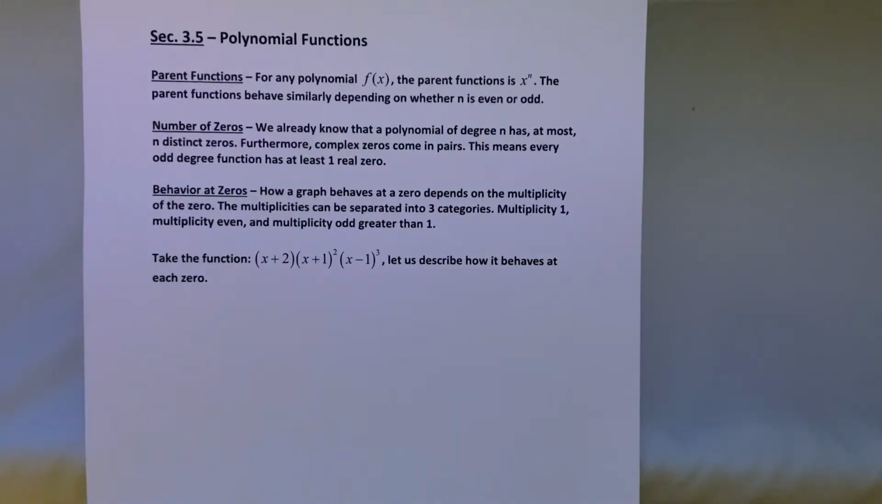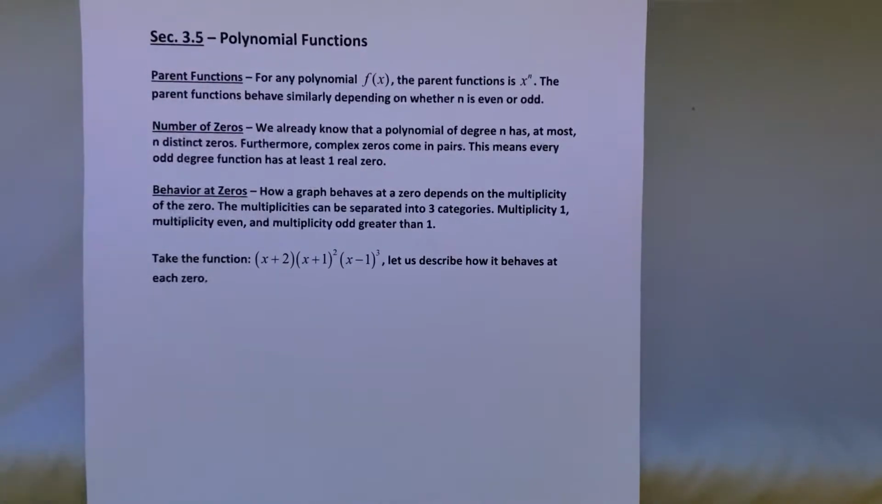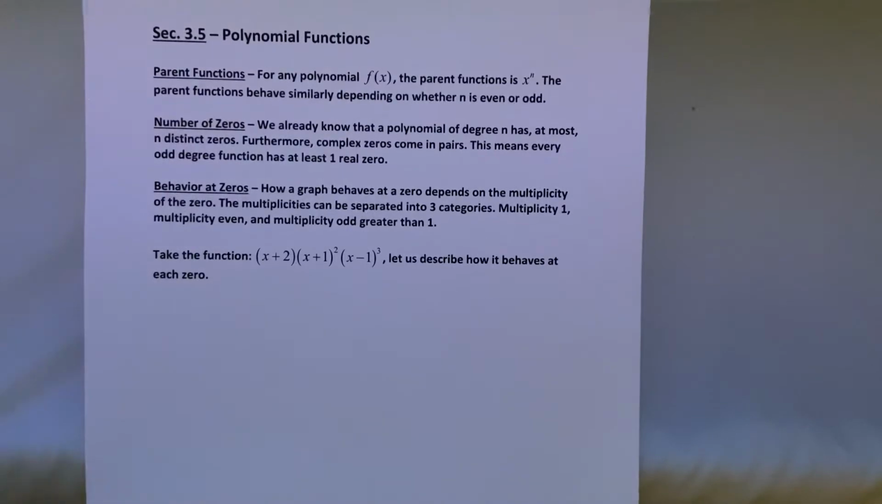Complex zeros come in pairs, which means every odd degree function has at least 1 zero, because of course pairs can't take care of all the odds. And the behavior at zeros, how a graph behaves at 0, depends on the multiplicity. The multiplicities can be separated in 3 categories: multiplicity 1, the evens, and odds greater than 1.